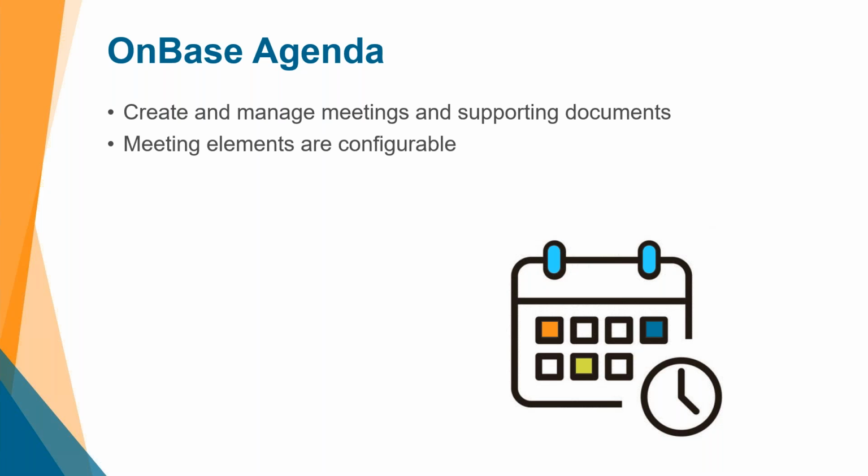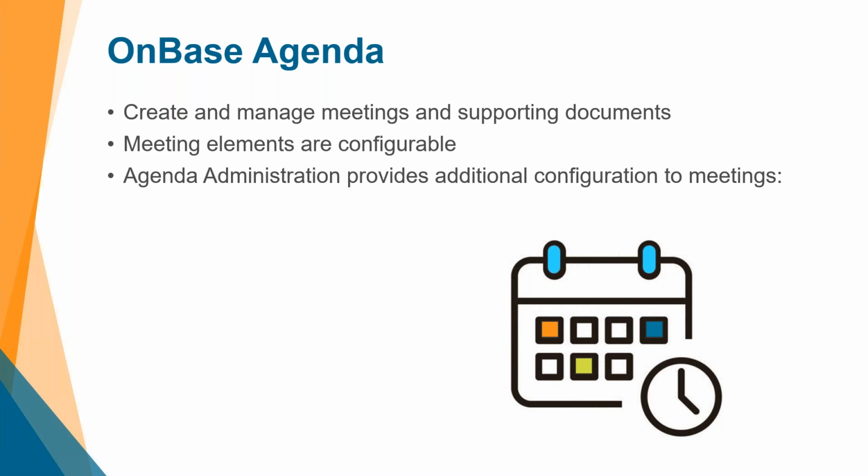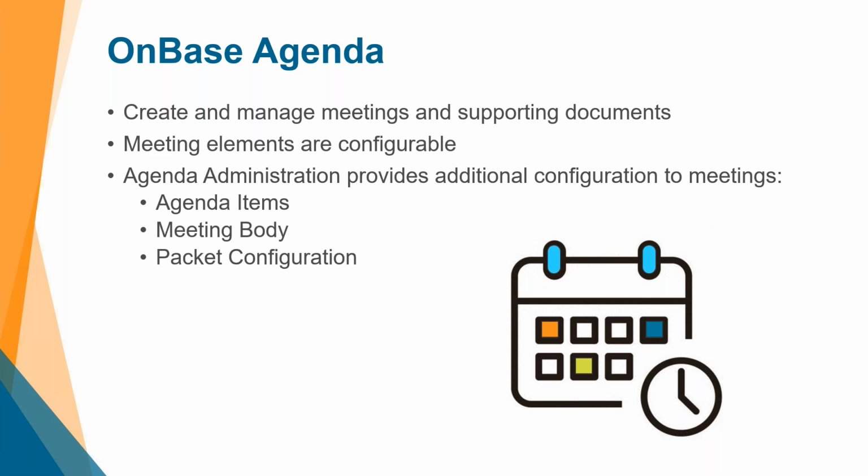Meeting managers have the ability to configure meeting elements with OnBase Agenda. OnBase Agenda is home to the Agenda Administration. Agenda Administration gives meeting managers the ability to configure all the elements that make up each meeting, such as agenda items that can be configured with their item type, status type, and other fields. Meeting bodies are configurable with which members will be attending the meeting, along with the option to identify their roles.